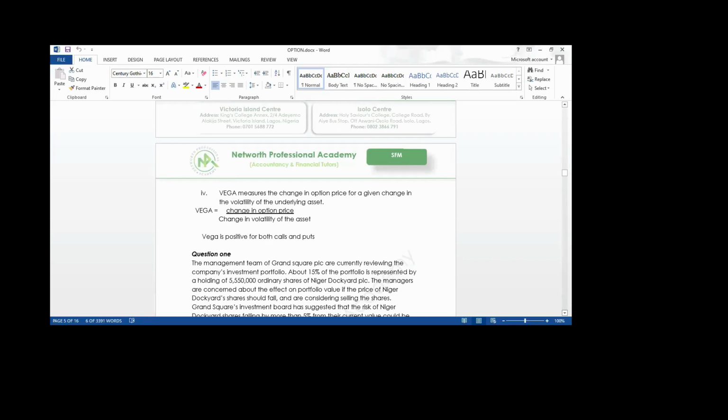Now, what is Vega? Vega measures change in option value for a given change in volatility of the underlying assets. Vega is positive for both call and put options. This is the summary of the explanation we had on Wednesday last week. Today we are going to put questions to it.